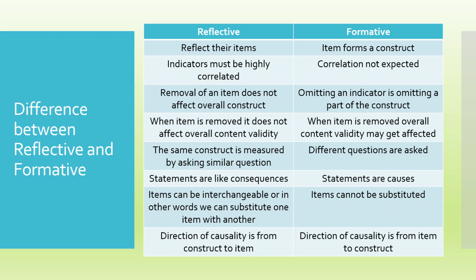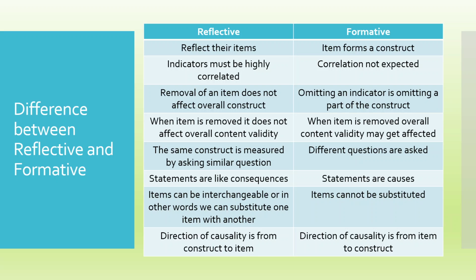In the case of reflective, removal of an item does not affect the overall construct, as we have talked about. If there are 10 characteristics exhibited by a drunk person, I can replace any one of them and introduce one more characteristic. But in the case of formative, omitting an indicator is omitting a part of the construct. The example was that a person has got drunk because of consuming a particular alcohol. Now, if I remove that alcohol, definitely it is going to affect my construct. Therefore, I cannot omit an indicator in formative models.